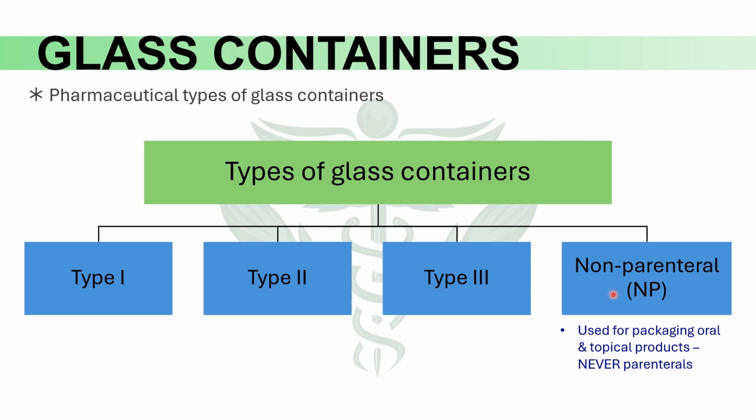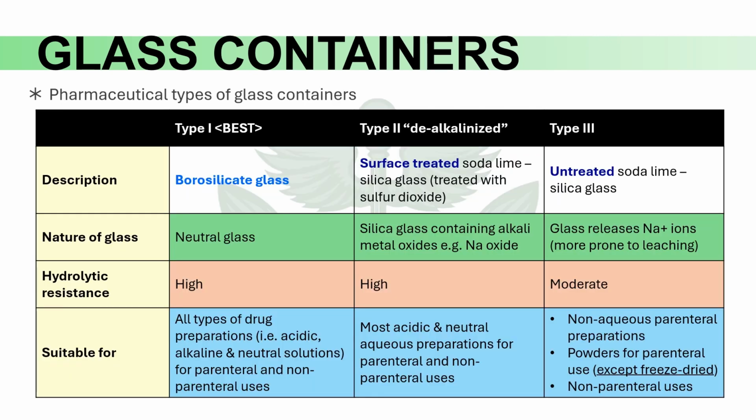Right now, we are more concerned with these three types of glasses. This division came about due to the differences in hydrolytic resistance of each type of glass. That is to say, when glass makes contact with water, it releases alkali ions into the water, and the ability to resist this was measured to give us these three different types of glass containers. Let's start with type 1 glass containers.